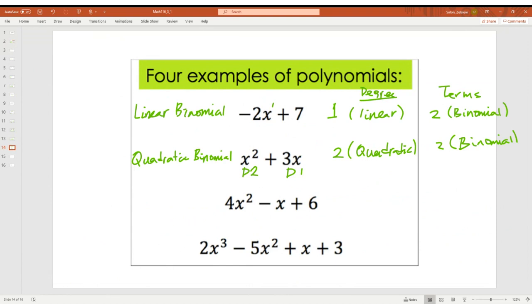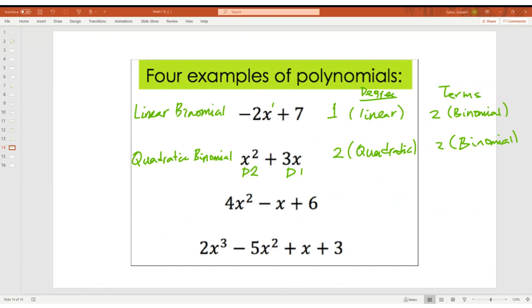Now I want you to try number 3 and number 4. Yeah. So for a polynomial, we take the highest exponent. Yes, Sabi. The one with the highest exponent. We look at the variables. The one with the highest exponent is the degree of the polynomial. Now figure out the name of these two polynomials. 4x squared minus x plus 6.